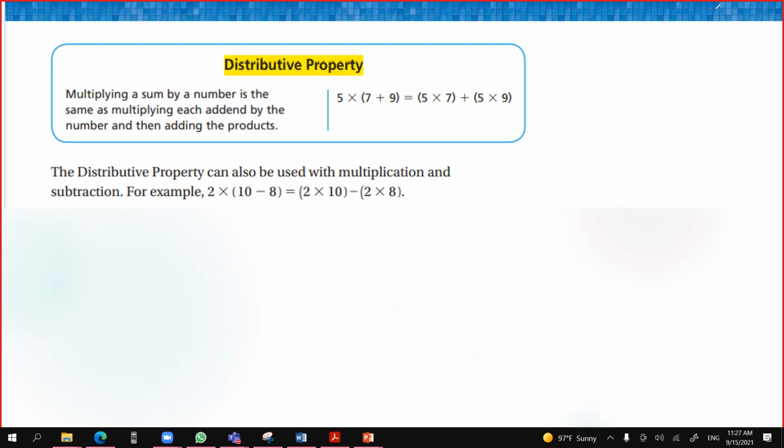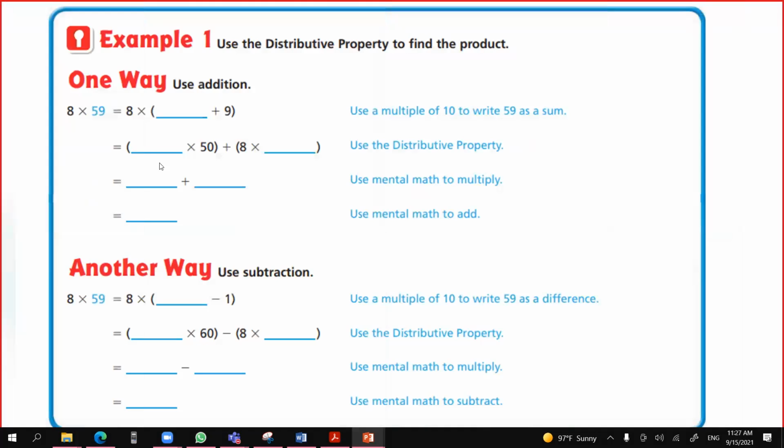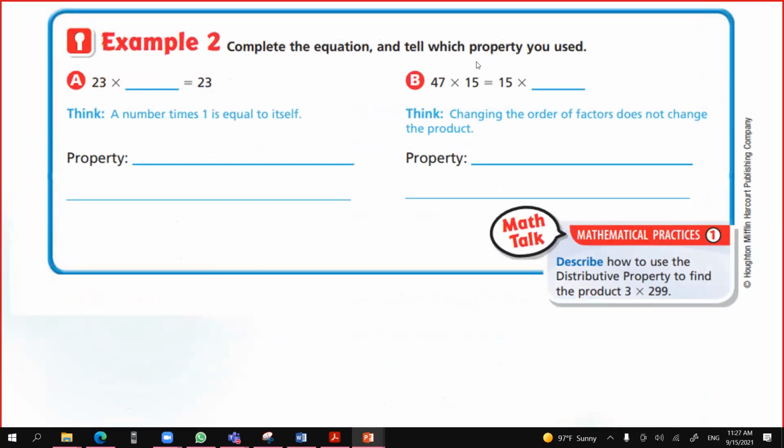Now here we have a distributive property of subtraction. Tomorrow I will explain it. Here we just have to talk about addition, understand it well. Tomorrow I'm going to talk about the subtraction. Now here, keep it then tomorrow.